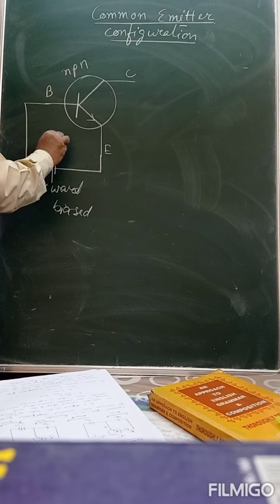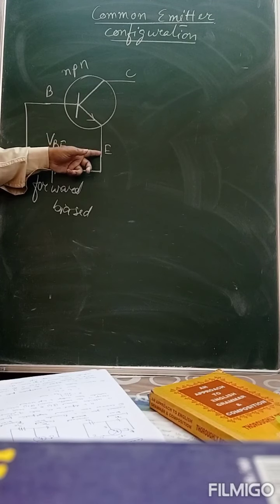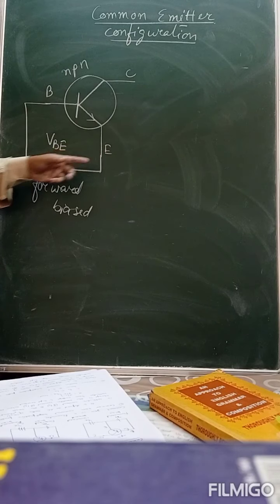Here we write VBE, base emitter voltage. Emitter is common. V for voltage, B for base, E for emitter.